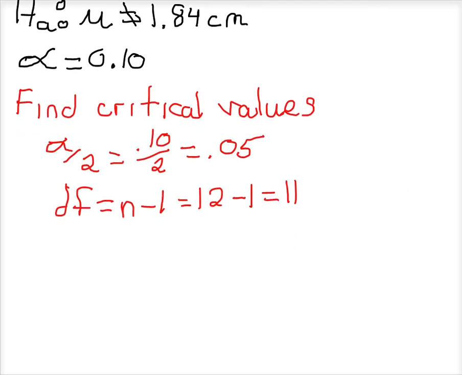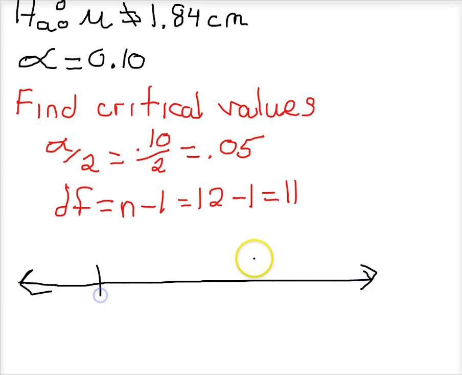Let's take a look at what this means. This is a two-tailed test, which means there are actually two critical values, a positive and a negative. The value from the table, 1.796, and the negative equivalent, negative 1.796. We're going to calculate a test statistic based on our data.